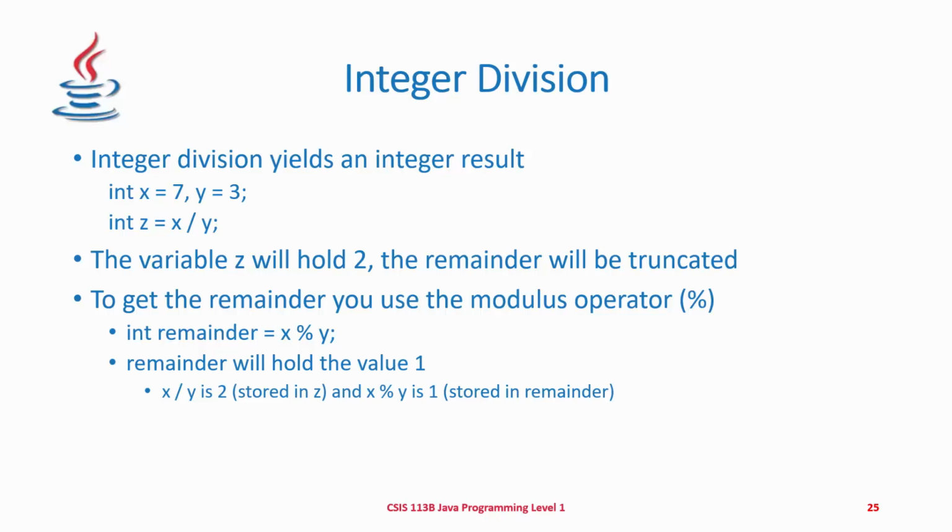So to get the remainder, we use the modulus operator. Then we give you that example: integer remainder is equal to x modulus y. That's going to hold the value of 1. So now we have z holding the results of x divided by y, which is 2, and we have the remainder variable holding the results of x modulus y, which is the value of 1.